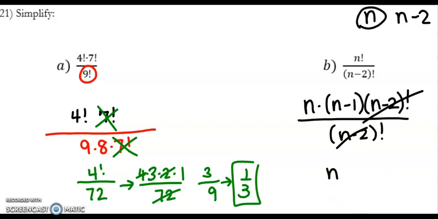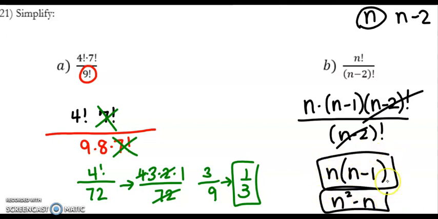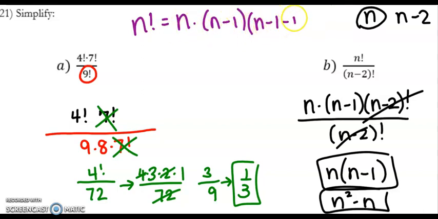You could also write it as n squared minus n. Either one of these would be acceptable. Again, a reminder, the definition of a factorial is that you start with the number itself times the number lowered by 1 times that number lowered by 1 times that number lowered by 1, right? Over and over and over.